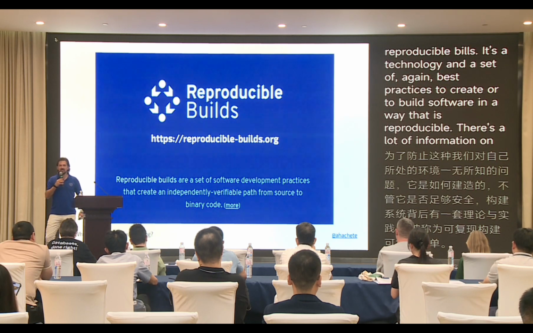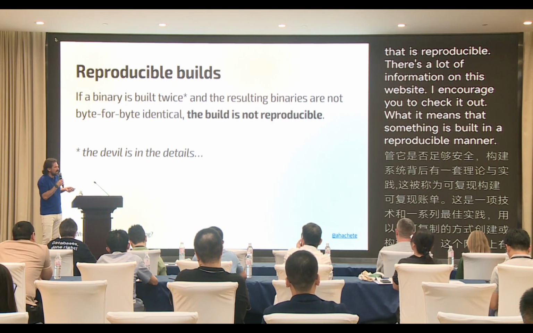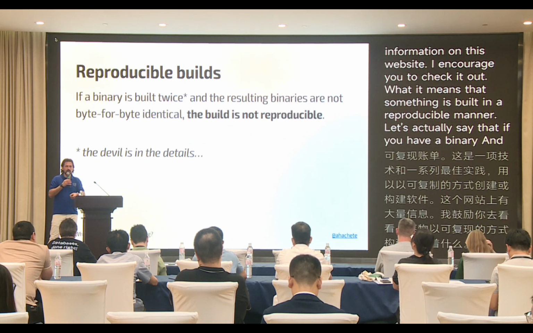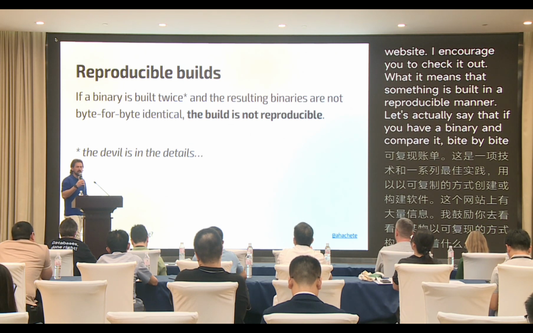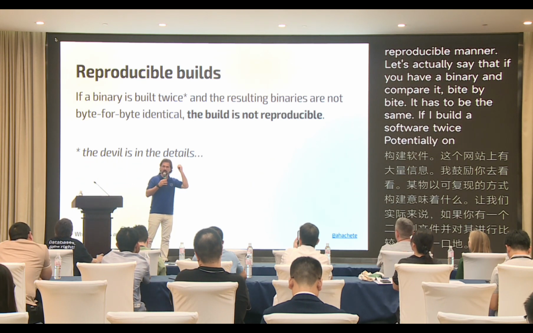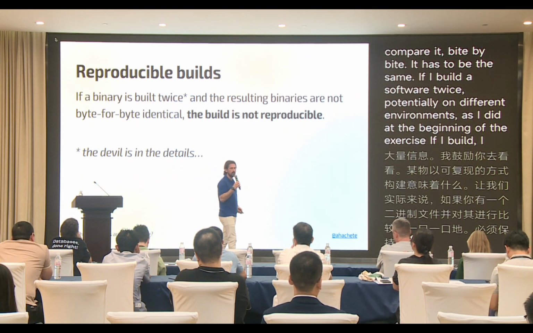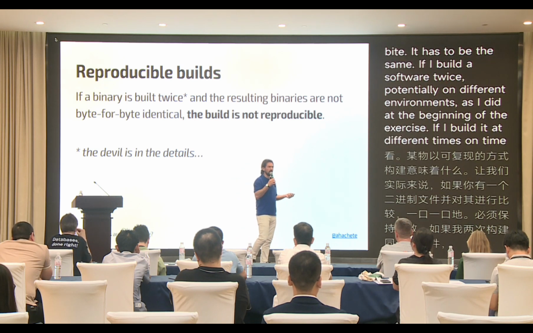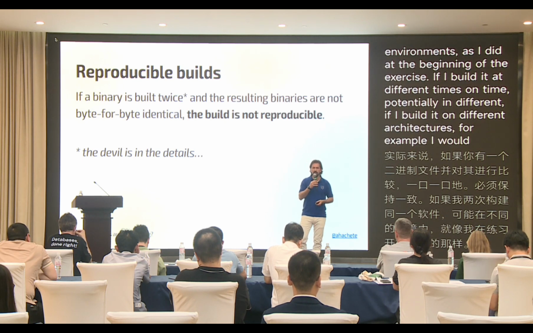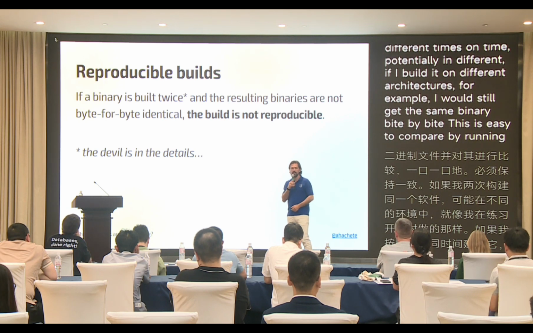So what does it mean that something is built in a reproducible manner? Well, let's say that if you have a binary and you compare it byte by byte, it has to be the same. If I build a software twice, potentially in different environments, at different times, or on different architectures, I would still get the same binary byte by byte. This is easy to compare by running a digest, as I was doing at the beginning of my presentation.